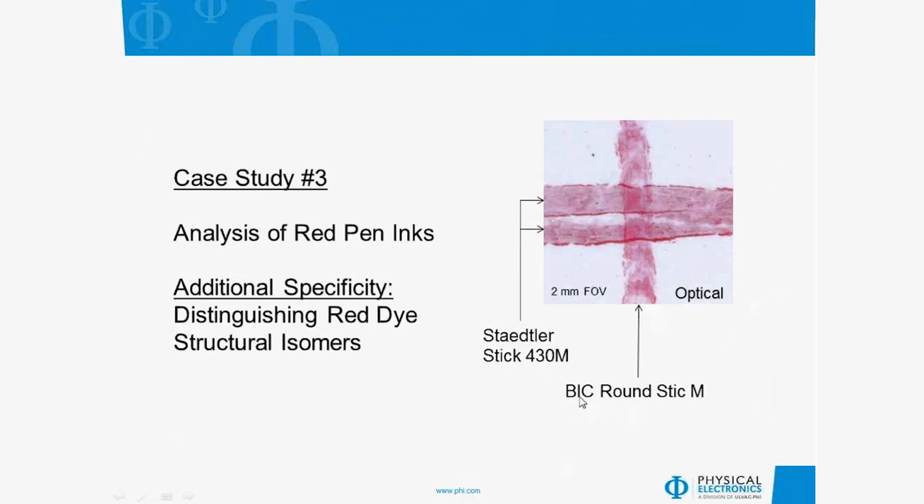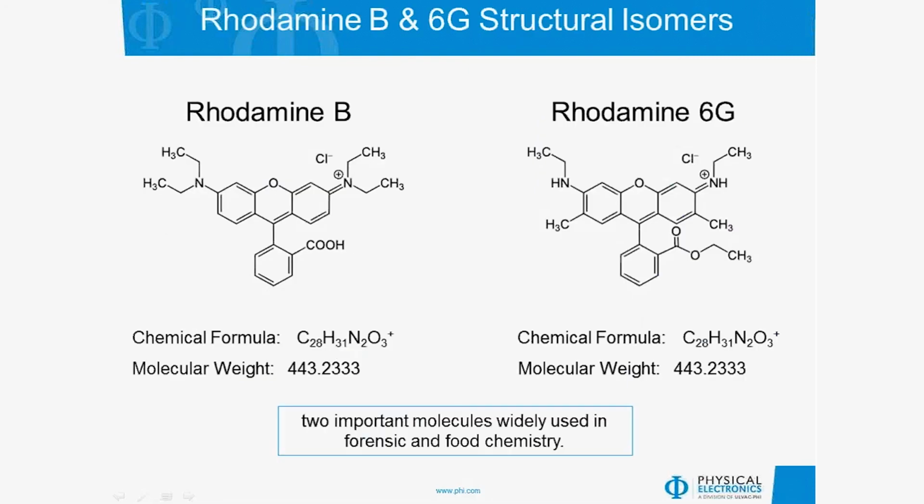These two pens, the Bic and a Staedtler pen, use different inks. So we want to be able to identify these two red inks. These two red inks are actually structural isomers. One uses Rhodamine B, which has a molecular weight of 443.